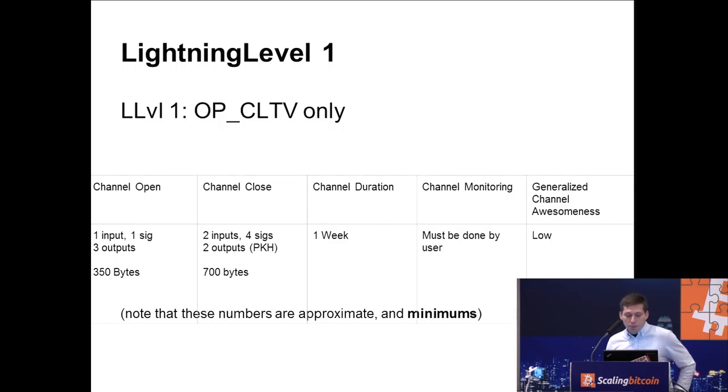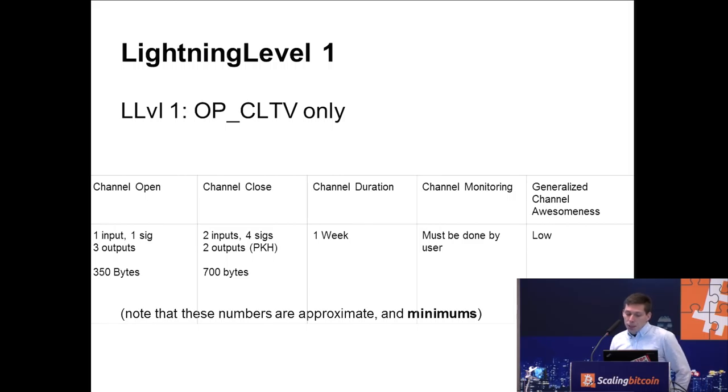the funder. The channel close transaction is gonna be two inputs, both the same transaction but different index, four signatures, because it's two of two multi-sig for both, and two outputs back to the two participants of the channel. And that's about 700 bytes, because there are more signatures. And signatures are really what take space and time in these transactions. Putting new out points is pretty easy.